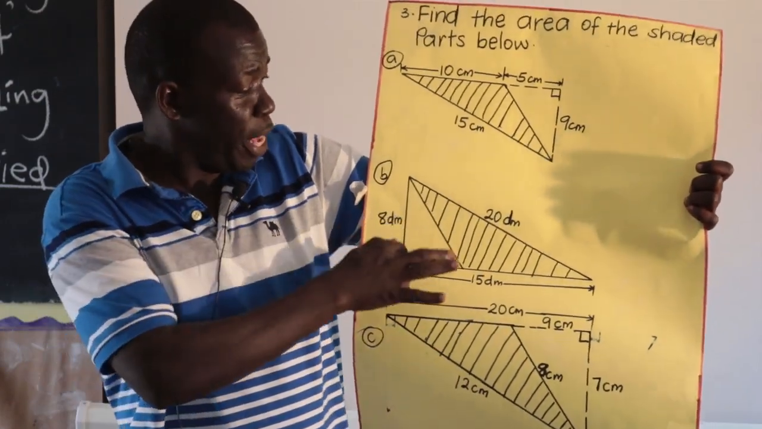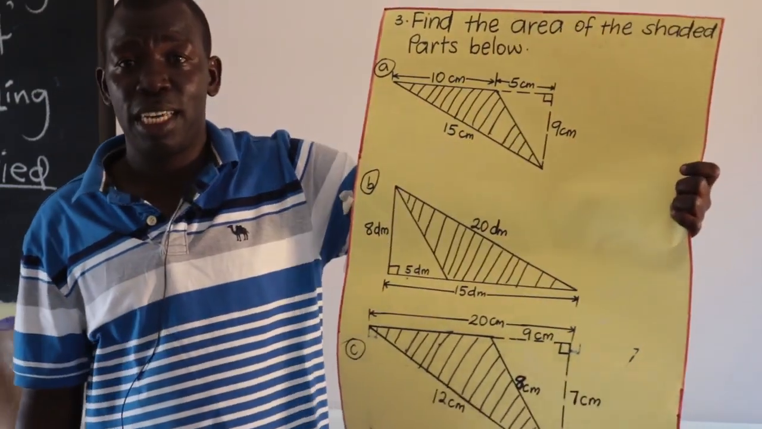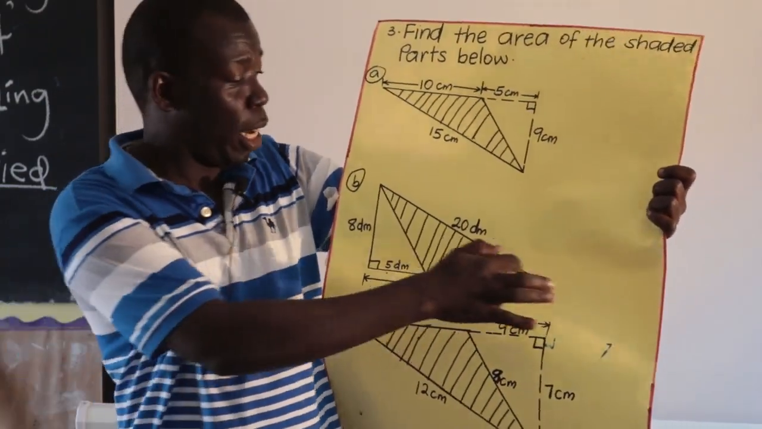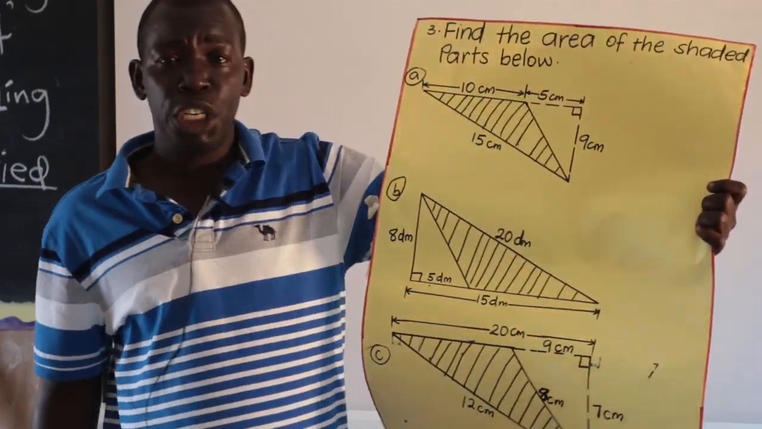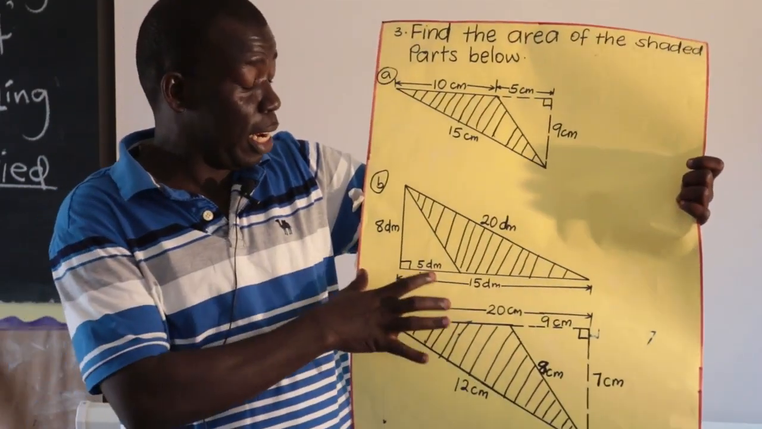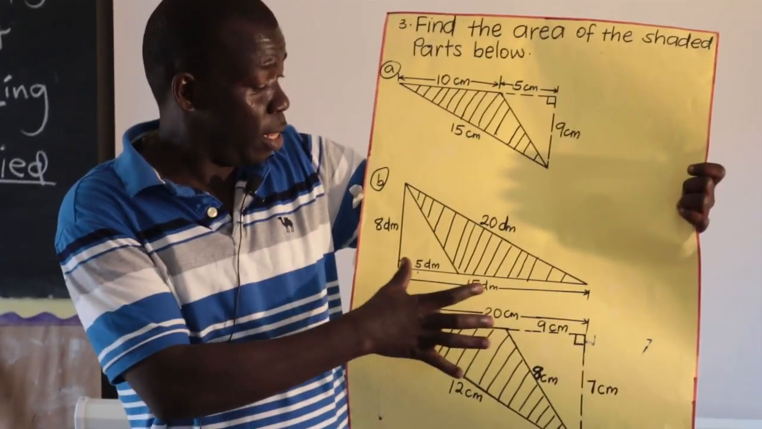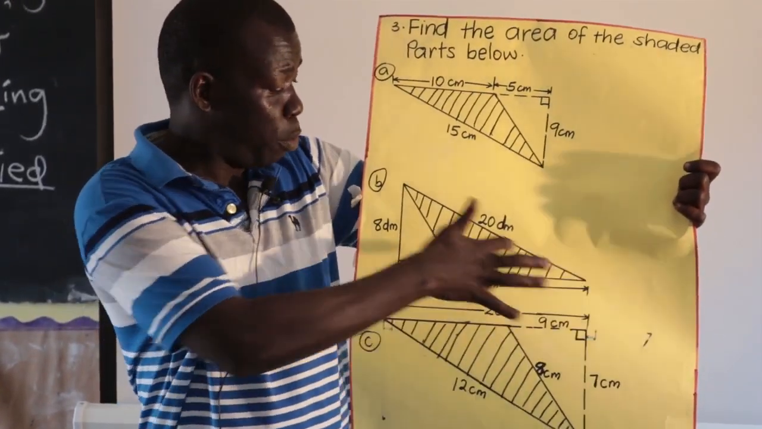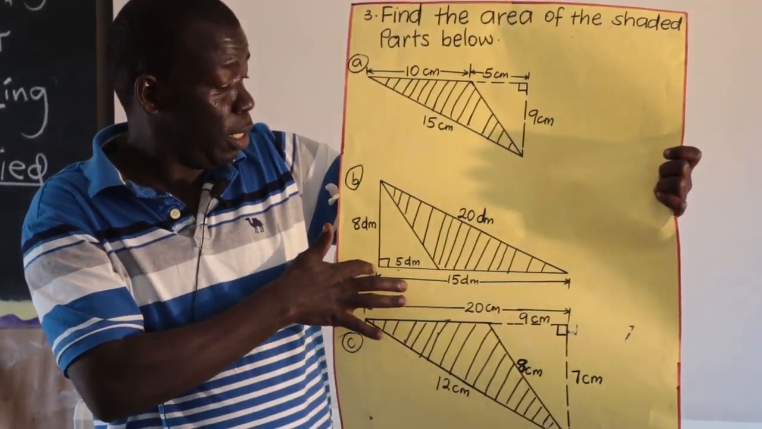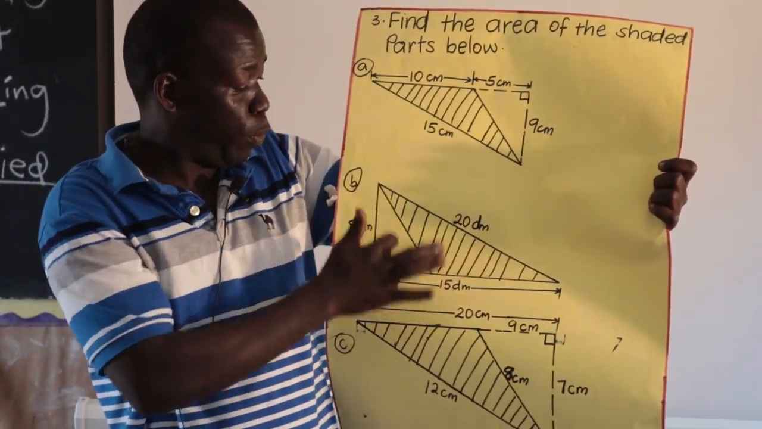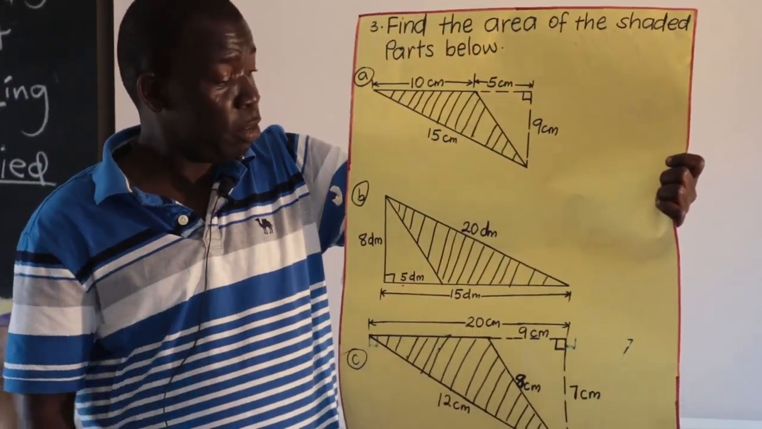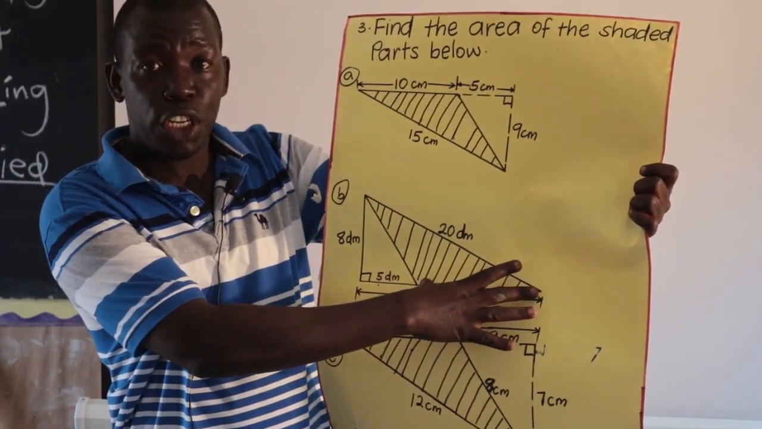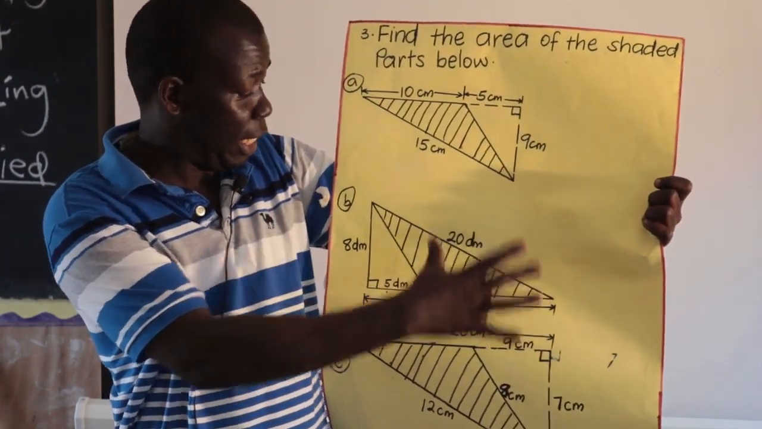But they have given us from here up to here as 15 decimeters. So how do we get our base? The base of the shaded triangle. Like we talked yesterday, if from here up to here is 15 decimeters, subtract 5 decimeters from 15 decimeters to give you the base of the shaded region, which will be 10 decimeters.